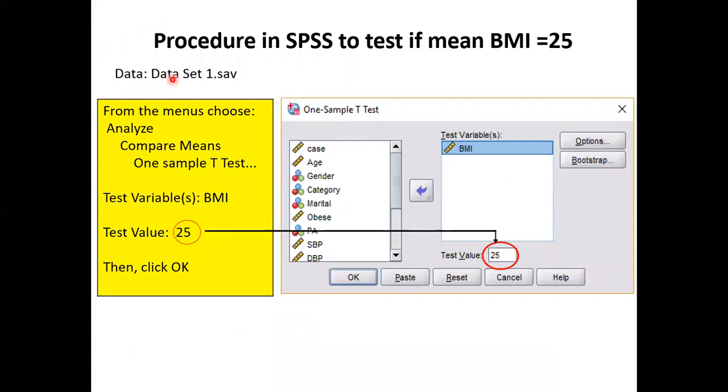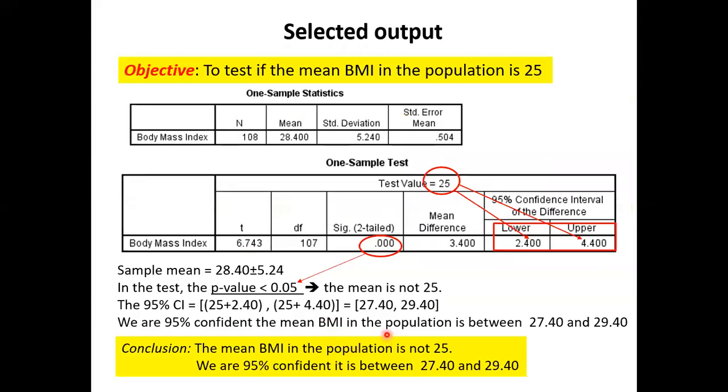Data set 1. Here, I want to know if the mean BMI is 25: test variable, test value. Test variable, BMI. You bring the BMI inside and follow this instruction. What do you want to know? I want to know whether the mean is 25. That's all. Click OK, and then the result section.